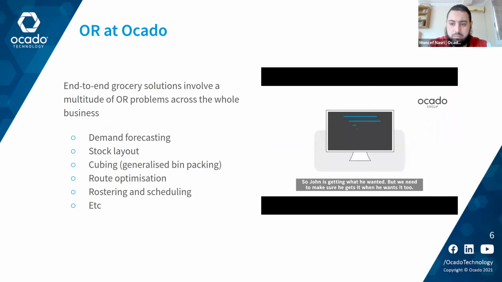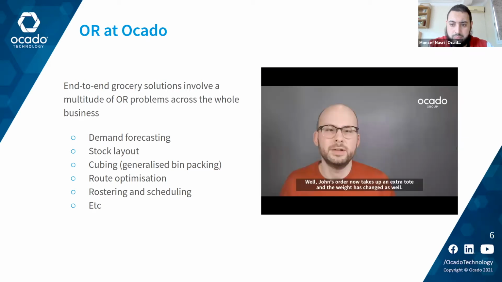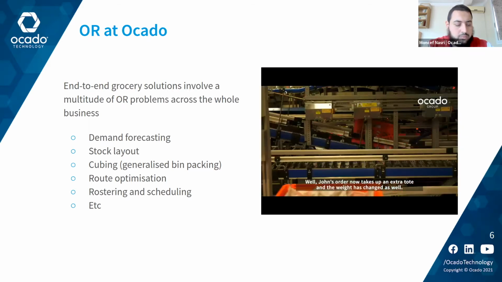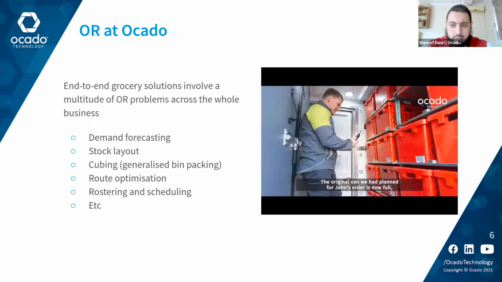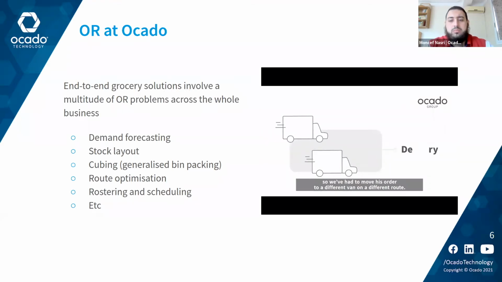So John is getting what he wanted, but we need to make sure he gets it when he wants it too. So what changes in delivery planning? Well, John's order now takes up an extra tote, and the weight has changed as well. The original van we had planned for John's order is now full, so we've had to move his order to a different van on a different route.